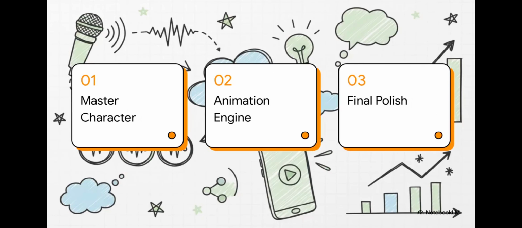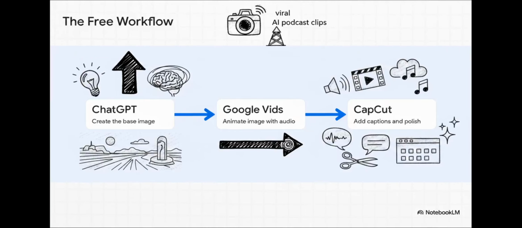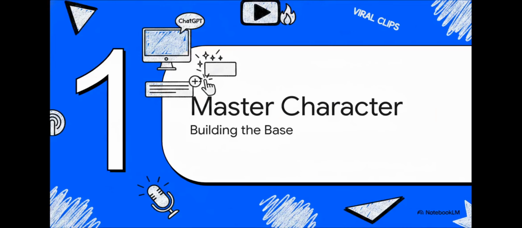Here is our clear three-part roadmap for today. First, the AI master character. Second, the animation engine. And third, the final polish. So, to make this happen, we'll be using three specific, completely free platforms. First, we start with ChatGPT to create our base image. Second, we move into Google Vids to actually animate that image with our audio. And finally, we drop the whole thing into CapCut for captions and that final polish. This exact chronological sequence is how you move smoothly from a totally blank canvas straight to a fully published, viral-ready clip. Phase 1, the AI master character.